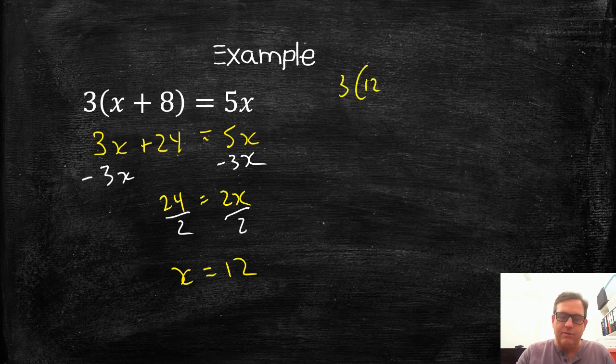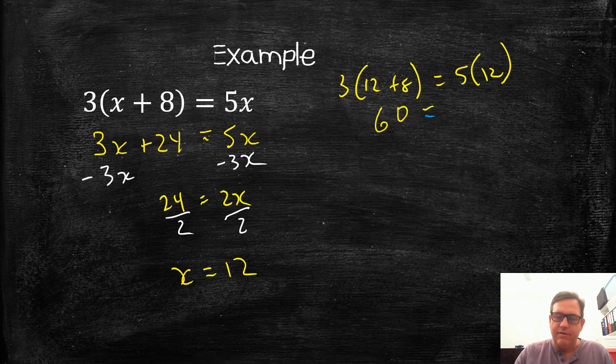Again, we can check if that works. Does 3 times 12 plus 8 equal 5 times 12? Well, 12 plus 8 is 20, times 3 is 60, and 5 times 12 is 60. For some reason, my pen keeps magically switching to blue when I go to that side, and that works. So we've solved it. Again, it's just using all the same tools that we've already learned.